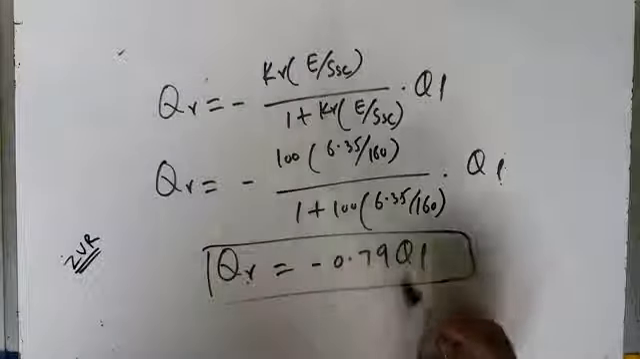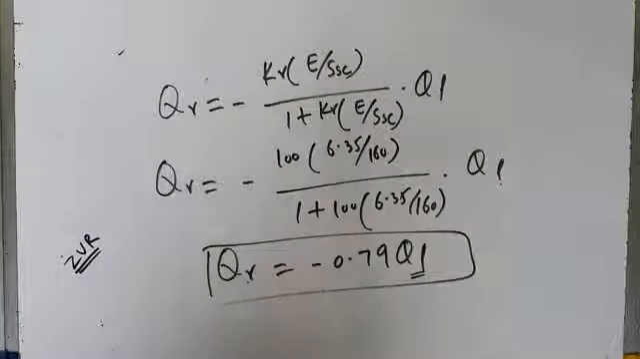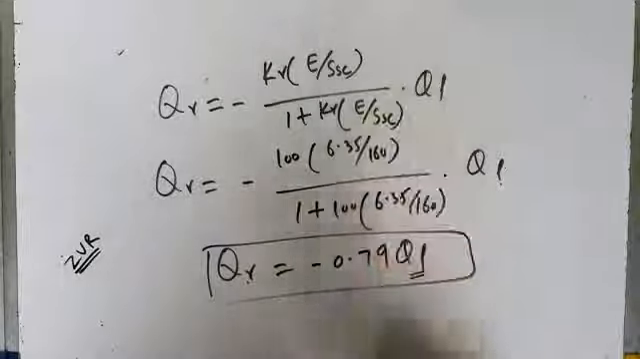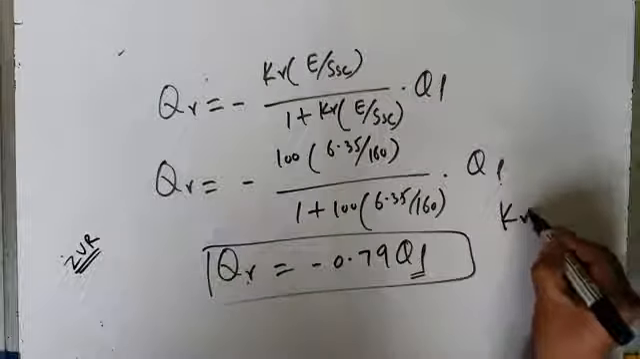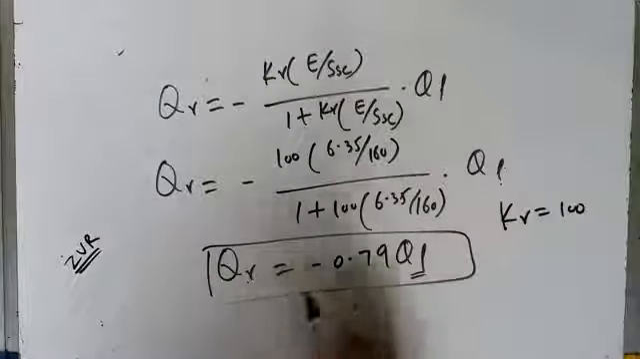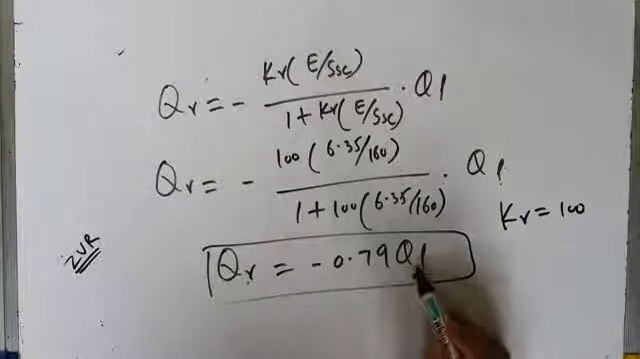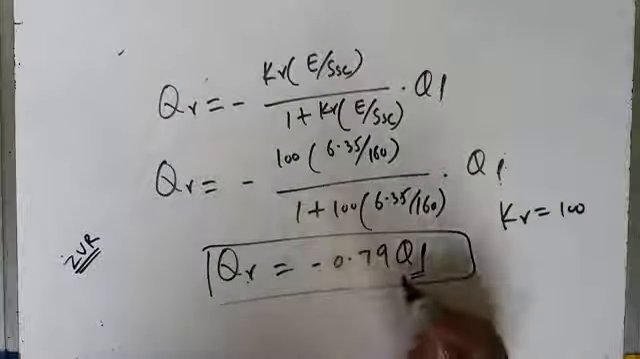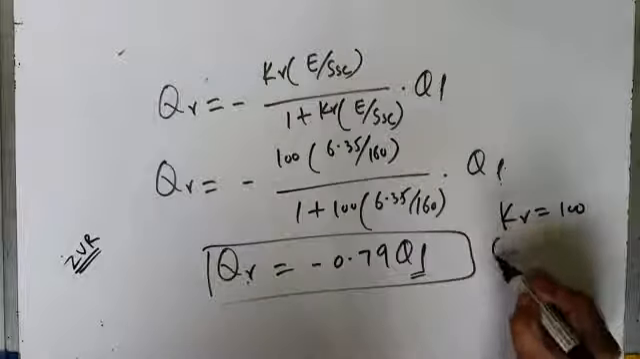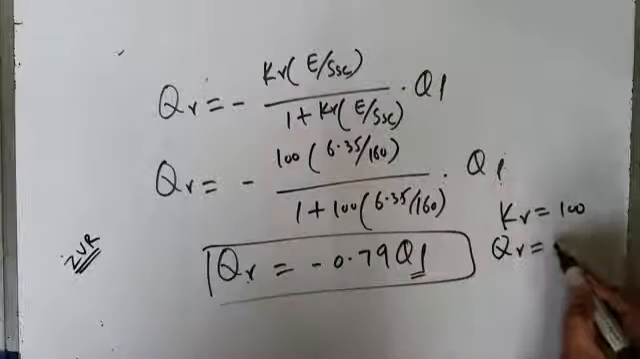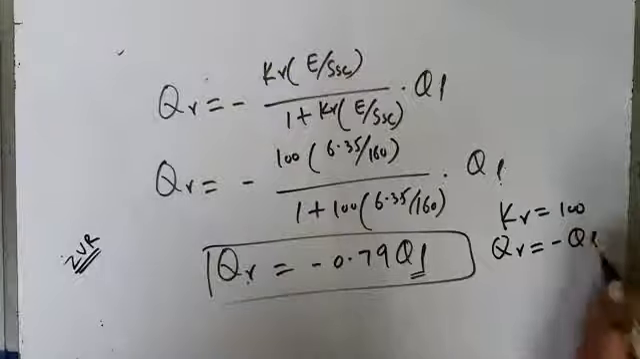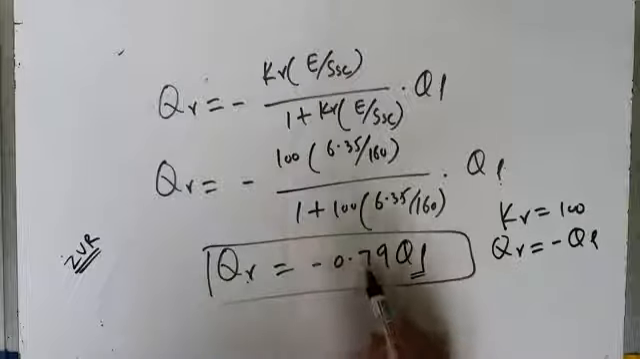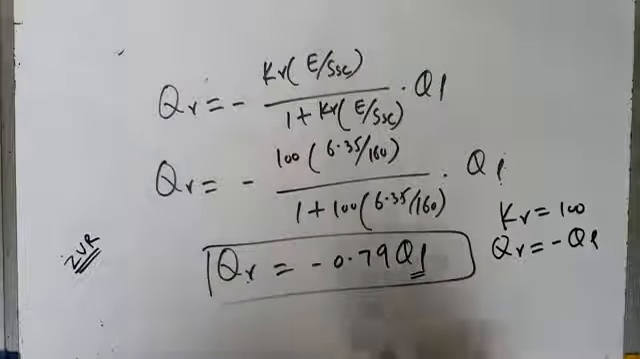But at least it should compensate all the load reactive power. But as per this numerical problem, with a compensator gain of only 100, it does not compensate the entire load reactive power. If it would have compensated the entire load reactive power, then Q gamma would have come out to be minus QL, but it is not minus QL, it is minus 0.79 QL. So it compensates 79% of load reactive power only.